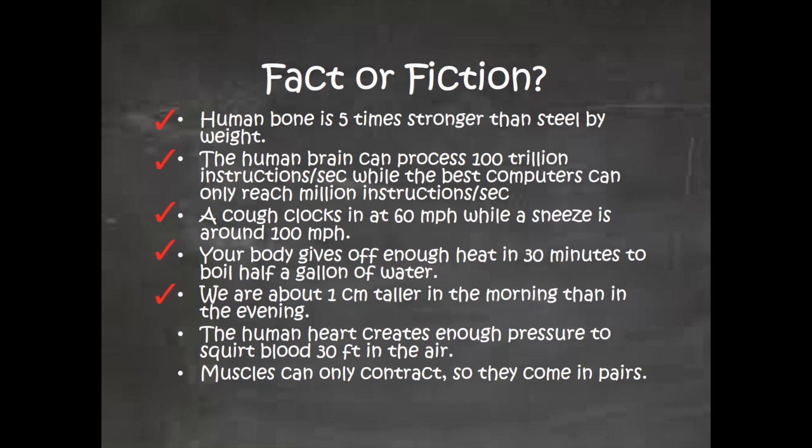The human heart creates enough pressure to squirt blood 30 feet in the air. True or false? Once again, this is true. The human heart is an incredibly strong pump that pushes blood all throughout your body and never rests from the minute you are born until you die. Finally, muscles can only contract, so they come in pairs. True or false?